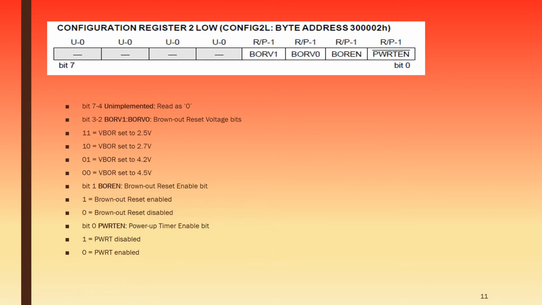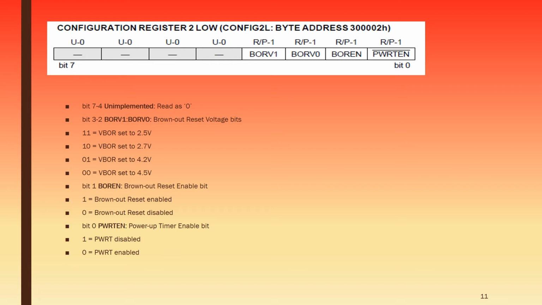Second, configuration register 2 low, that is CONFIG2L. Its byte address is 300002H. Here bits 7 to 4 are not implemented, so they are read as 0. Then bits 3 to 2, BORV1 and BORV0, are the brownout reset voltage bits.